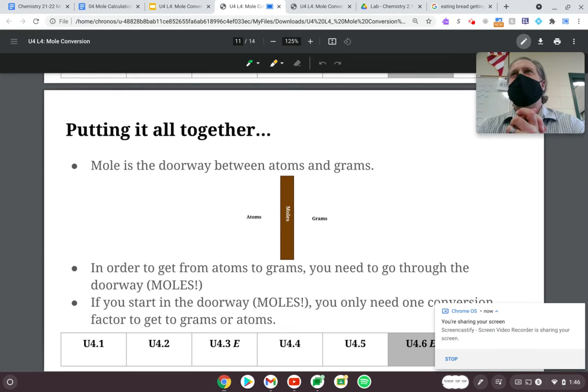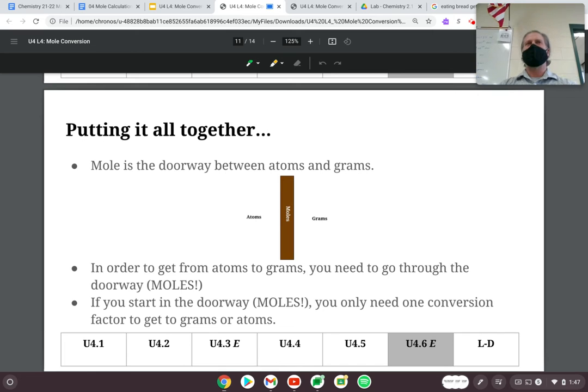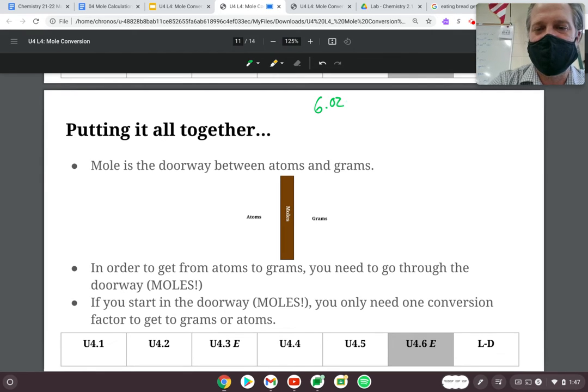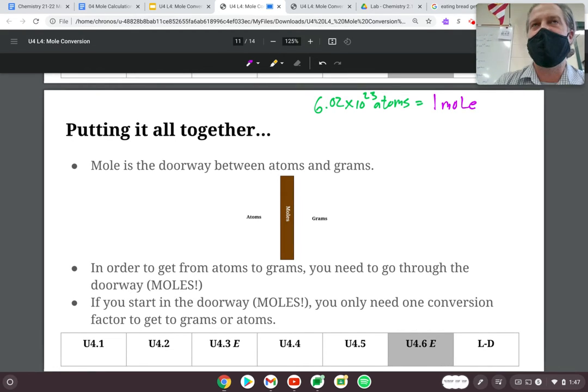Okay, so yesterday we talked about how to convert from grams, from mass of something, to moles of something, or from moles of something to mass of something, or we converted from atoms to moles or moles to atoms. And I'd like to take a minute or so to review what we talked about. We might say that 6.02 times 10 to the 23rd atoms of anything would be equal to 1 mole of that anything.